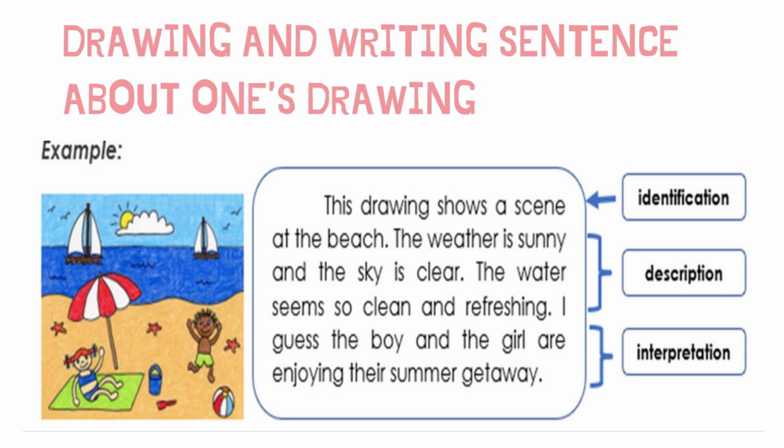So let me read. This drawing shows a scene at the beach. The weather is sunny and the sky is clear. The water seems so clean and refreshing. I guess the boy and the girl are enjoying their summer getaway. So, that is an example of how you can write sentences about your drawing.